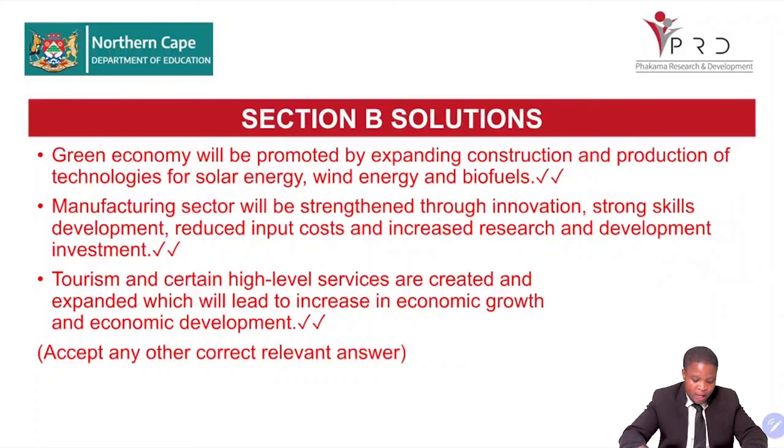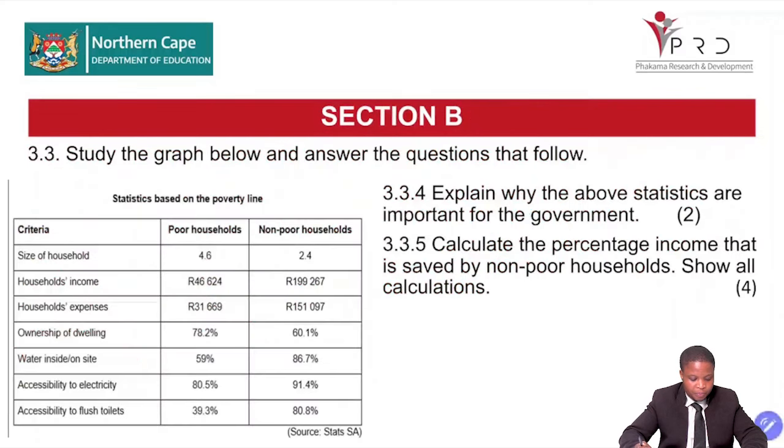Remember, we accept any other correct, relevant answer for this one. So if your answer matches the question where they're asking you the benefit of the NDP in South Africa, then it may be correct. Right, let's move to 3.3.